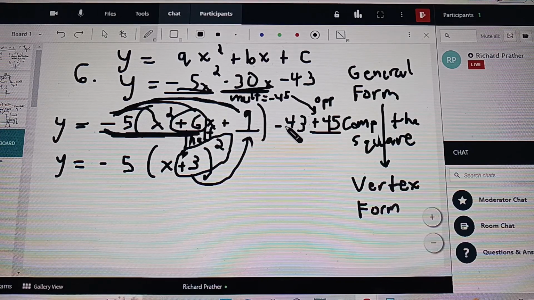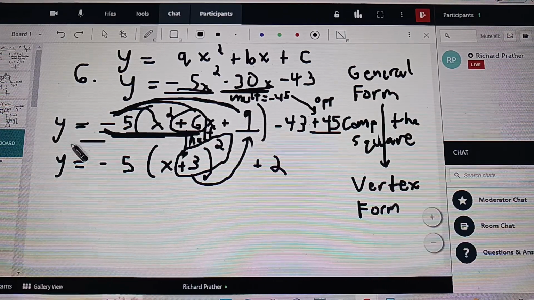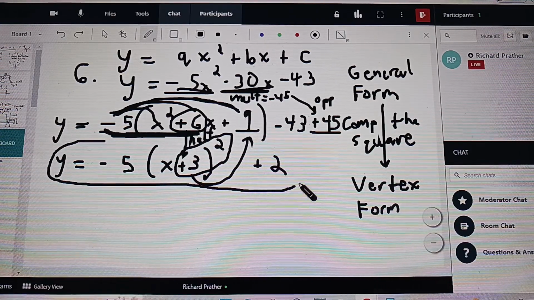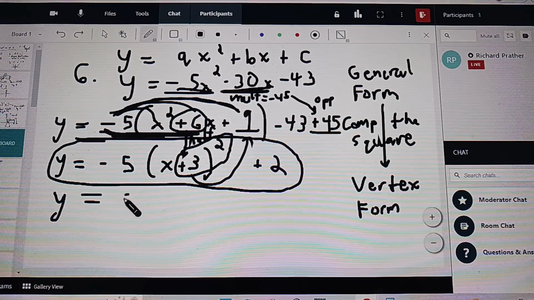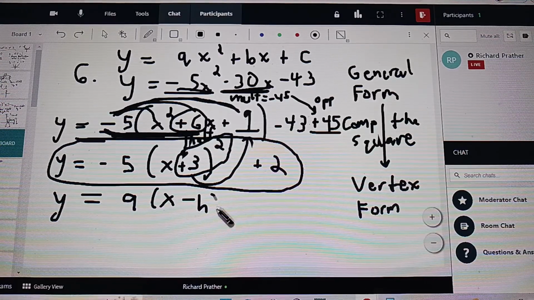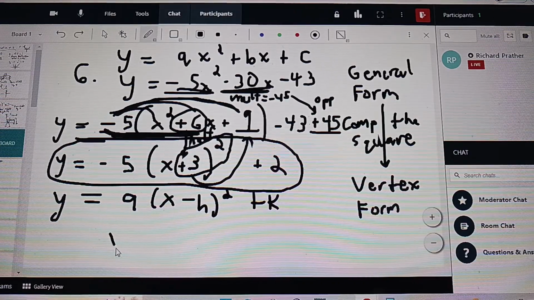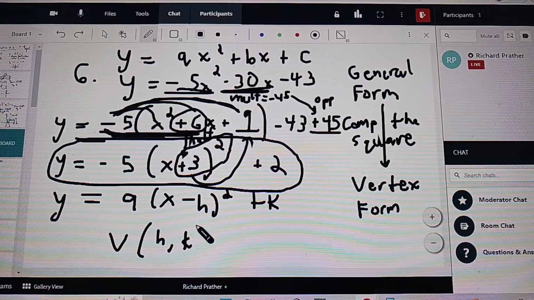And then the negative 43 plus 45, those can be added together to make positive 2. So now I have the vertex form of a parabola, which takes the format a times x minus h squared plus k. And when you have that format, the vertex is easy. The vertex is the coordinate (h, k).